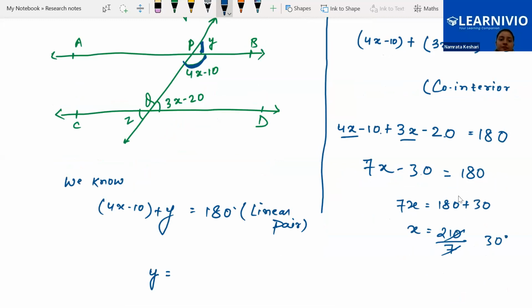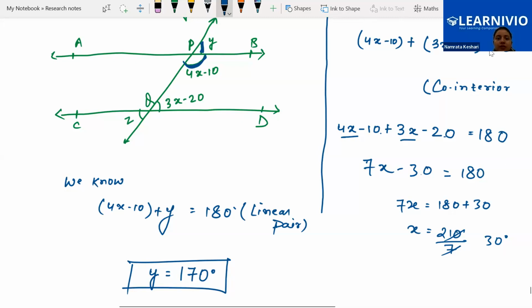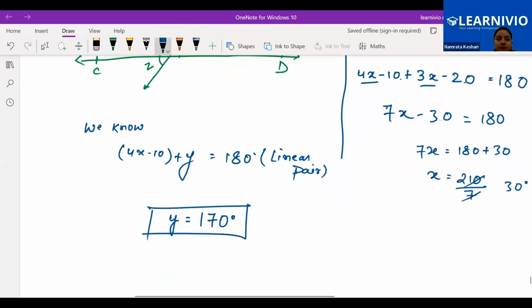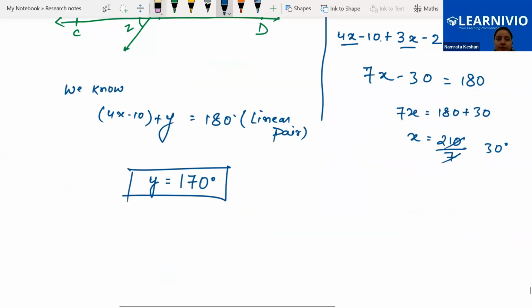Ma'am, I'm getting 70 degrees. 170 degrees for the value of y? No, ma'am, only 70. Everyone is getting 70? Okay. Everyone is getting the same.